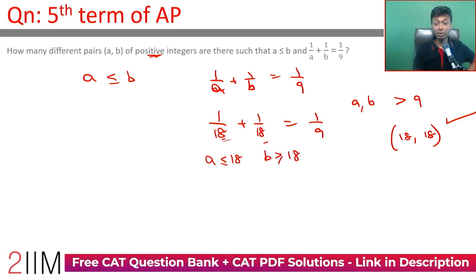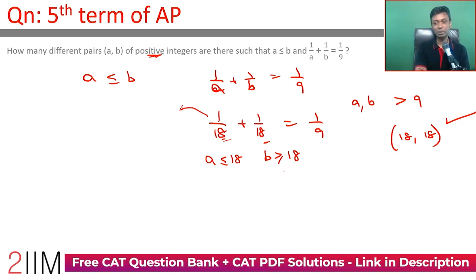If I increase a and b, the total will become smaller. If I decrease both a and b, the total will become greater than 1 by 9. I want 1 by a plus 1 by b to be 1 by 9. That means one number equally split is 1 by 18 and 1 by 18. So we cannot have both less than 1 by 18. We cannot have both more than 1 by 18. So a should be less than or equal to 18, b should be greater than or equal to 18.